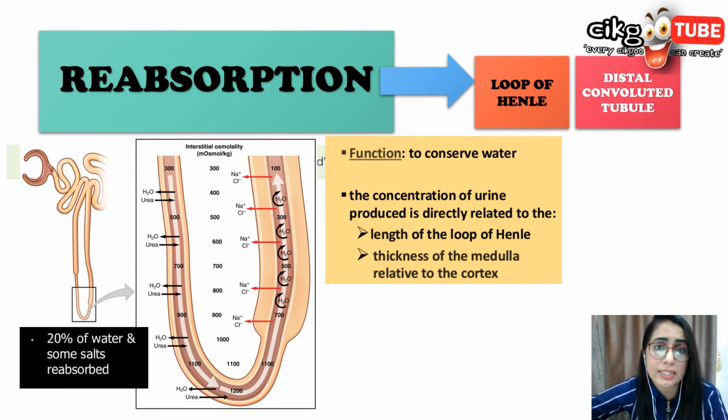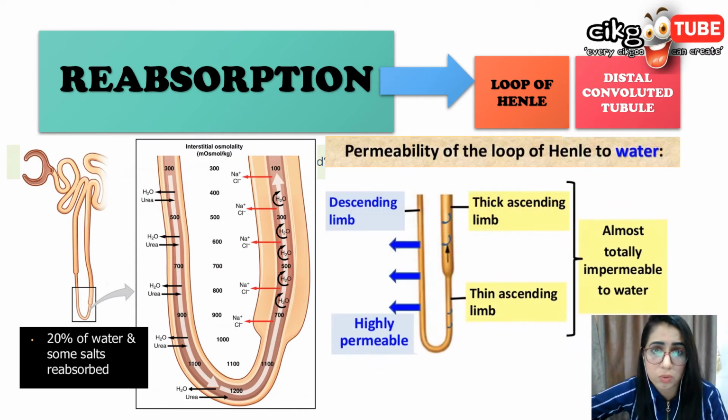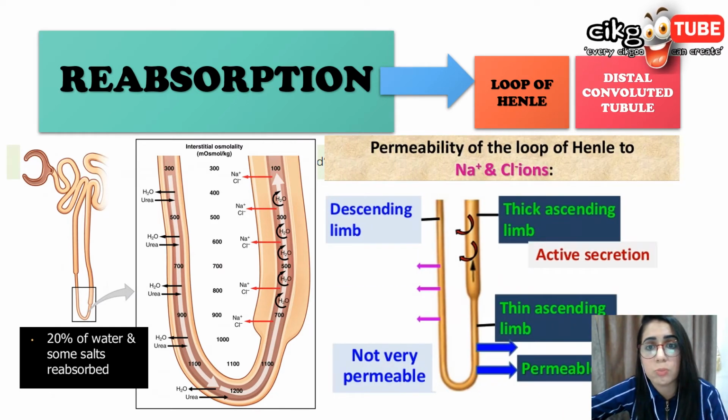The thin descending limb of the loop of Henle is permeable to water but not to sodium chloride and other dissolved nutrients. Water is reabsorbed by osmosis. At the thick ascending limb of the loop of Henle, sodium ions are reabsorbed by active transport and chloride ions by passive transport. The thin ascending limb of the loop of Henle is permeable to both sodium and chloride ions, which are reabsorbed by diffusion.